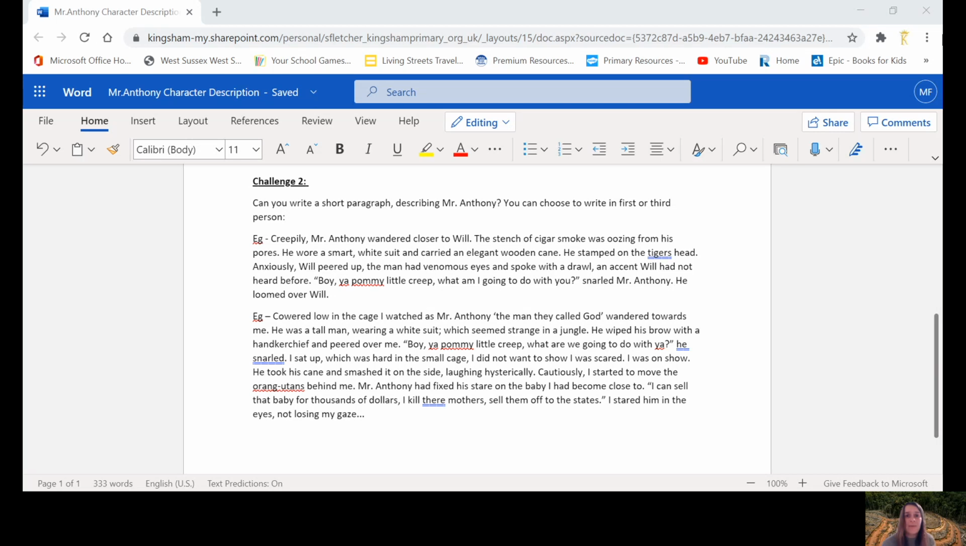Lots of information just there, Year 5 and 6. So if you want to take a moment just to think about what have we found out about Mr. Anthony? What's his job? What does he sell? Is he rich? What does he own? How does that make him as a person just because he owns all of those things? How does it talk about his character?